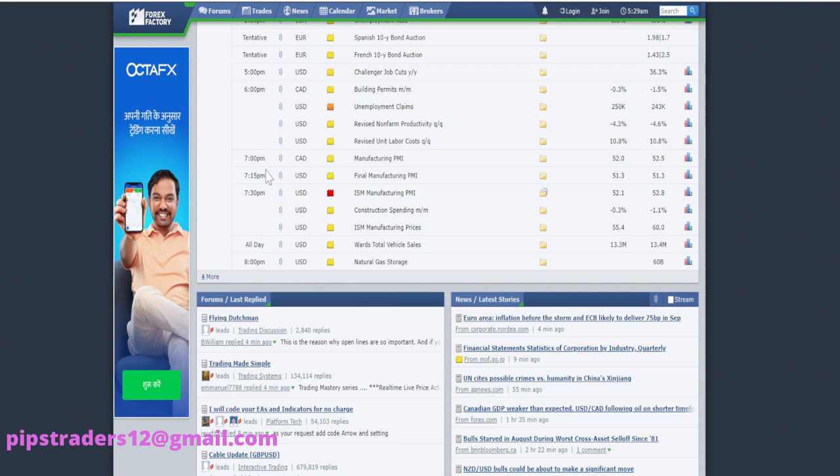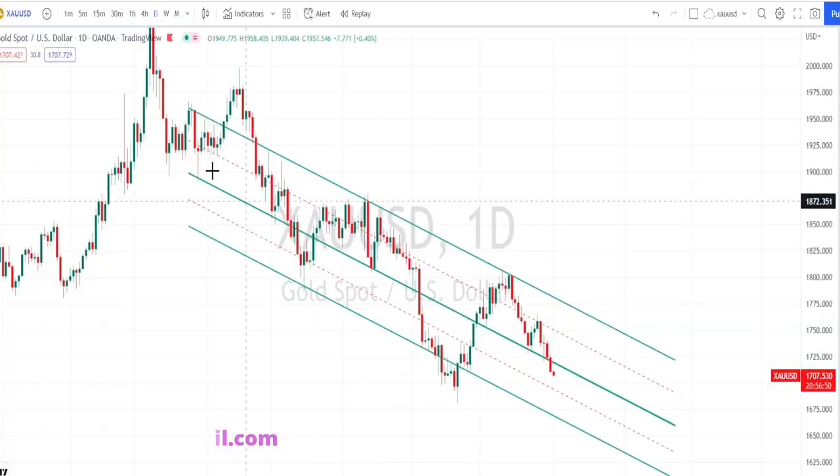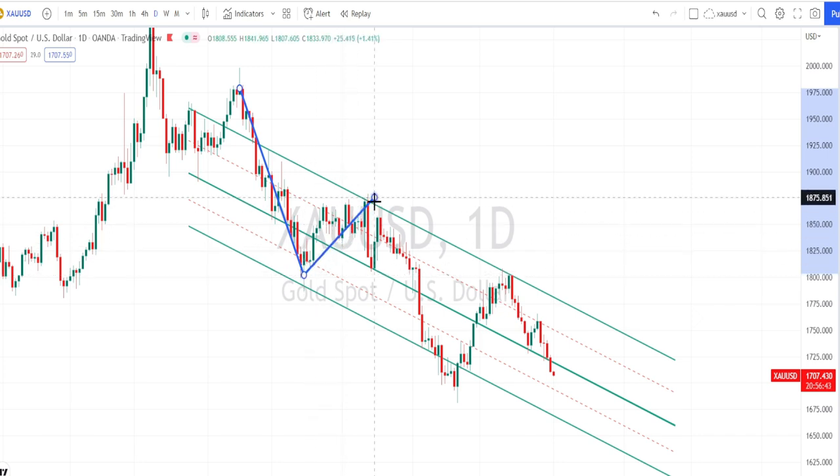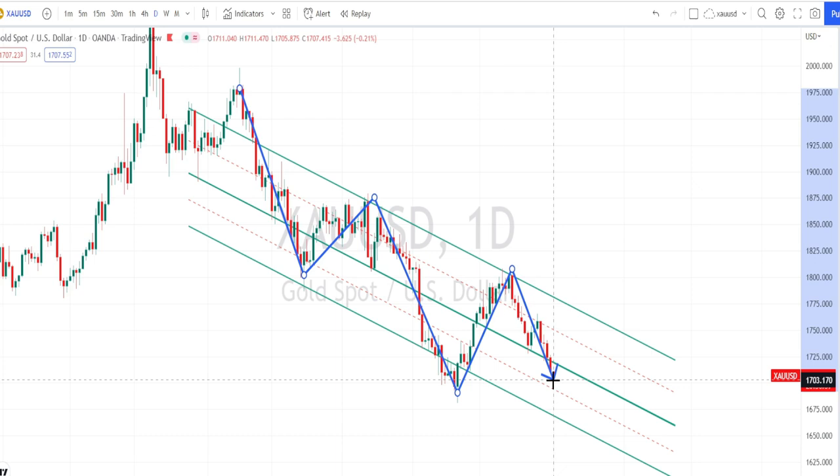Let us begin our gold analysis. I'm in daily time frame now. When we look at the price action from the daily time frame, as usual, it is very clear that it is in a very strong bearish trend for now.